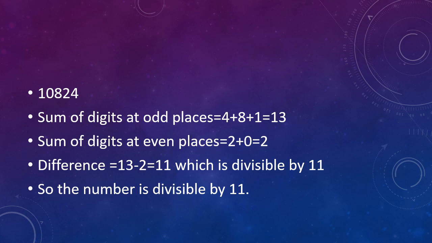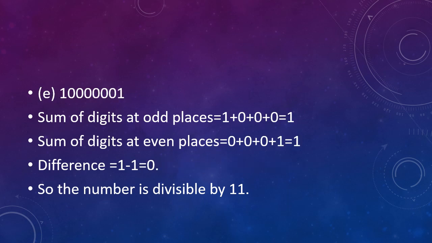10,824. Sum of the digits at odd places is equal to 13. Sum of the digits at even places is equal to 2. Difference is equal to 13 minus 2, that is equal to 11, which is divisible by 11. So the number is divisible by 11.